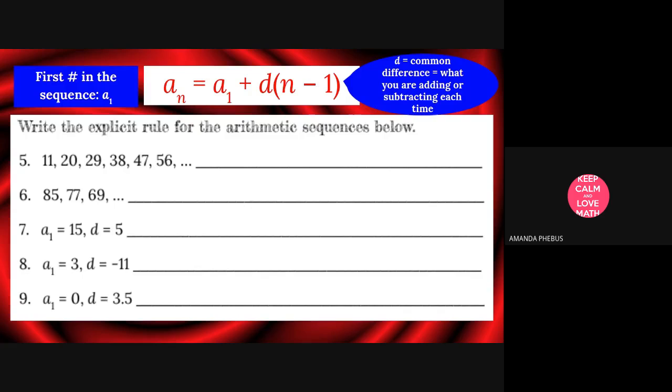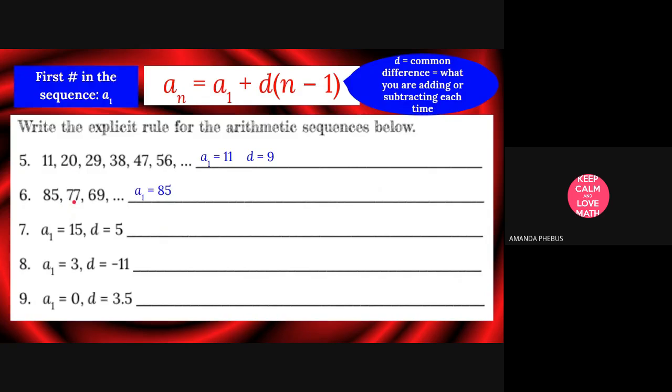So for number 5, our first number is 11 because 11 is written first. For number 6, the very first number is 85. So a sub 1 is 85. All right, let's go back to number 5. What are we doing each time to get to the next number? Looks like we're going up, so that would mean that we're adding. We are adding 9, because if I take 20 and subtract away 11, 20 minus 11 is 9, or 29 minus 20 is 9.